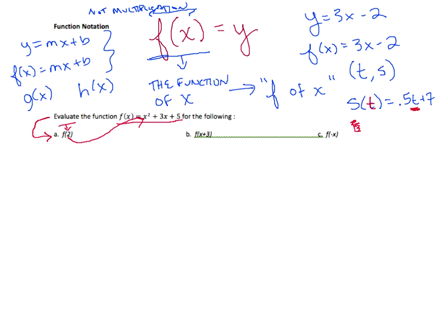So this is what that looks like. f of 2 is equal to 2 squared plus 3 times 2 plus 5, 4 plus 6 plus 5, which is 15. So I have a few ways I can write this. f of 2 is 15. There's function notation.